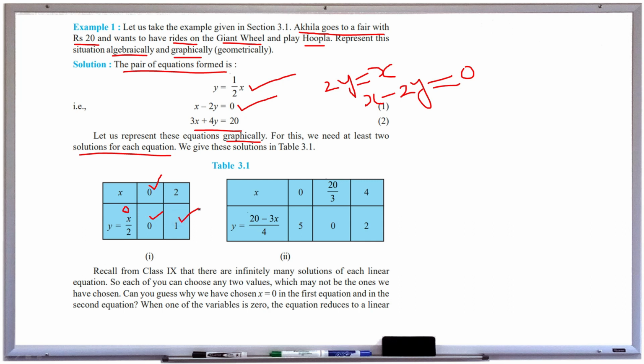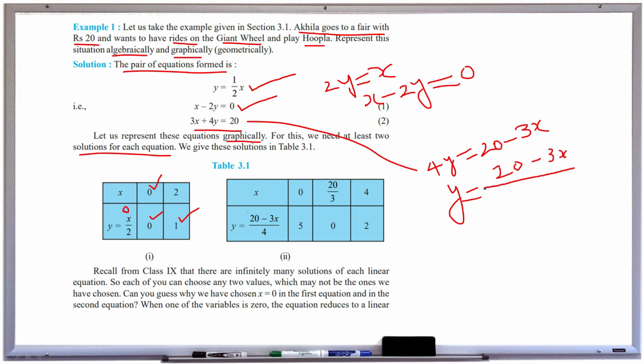The second equation, we can write in terms of y, that is easy to substitute the value. That is, 3x plus 4y is equal to 20 can be written as 4y is equal to 20 minus 3x. We want the value of y, so y is equal to (20 minus 3x) whole divided by 4, that we have written here.